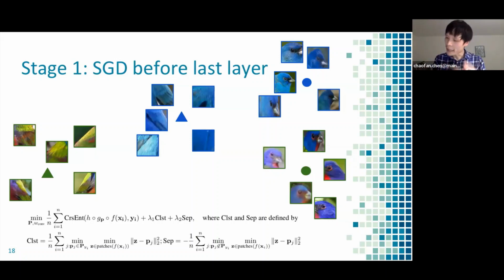And I use the green color here to correspond to the class of painted buntings, which is a type of bird, and the blue color here to represent the class of indigo buntings. So now we have 4 clusters.